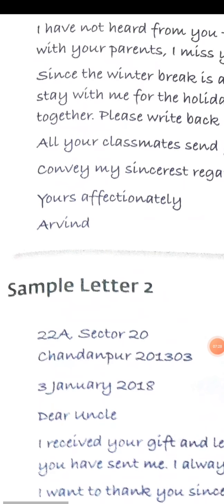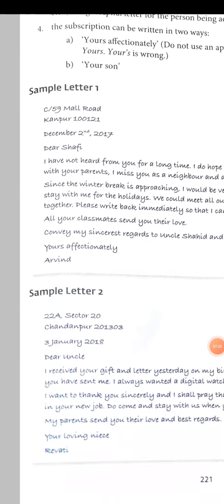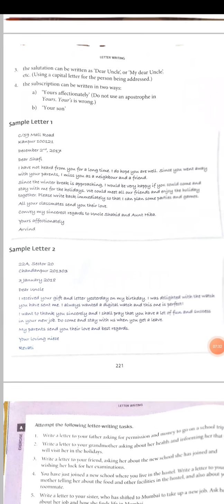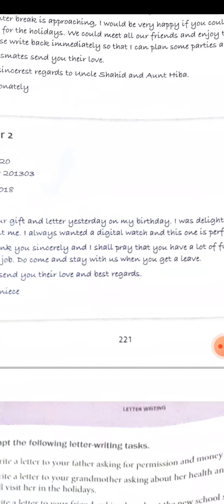So this is the first sample letter. Okay, now we will read the second sample letter.